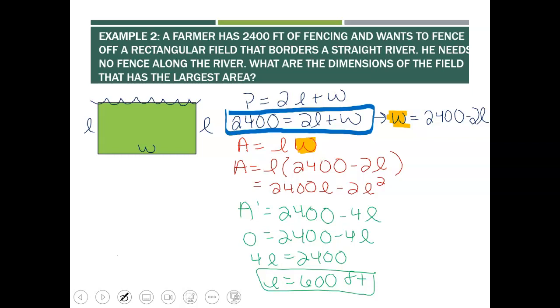I can then use that information to go back to my perimeter formula and solve for W. And I get that the width of the field should be 1200. So it said, what are the dimensions of the field that has the largest area? So my dimensions would be 1200 feet long by 600 feet. Not terrible?